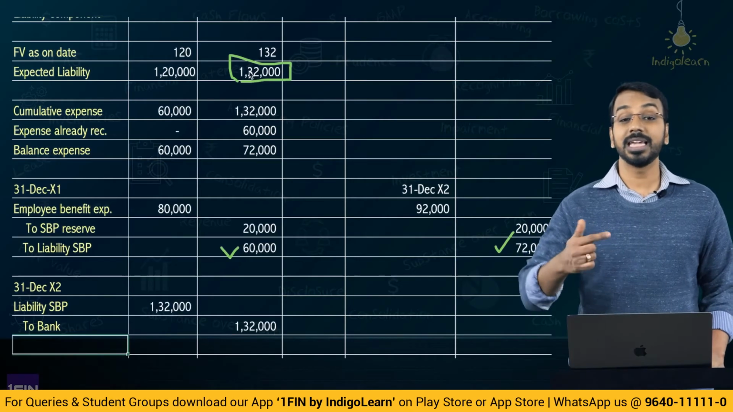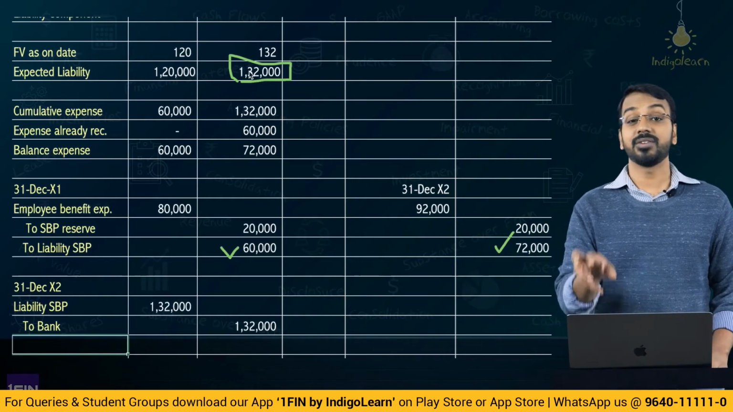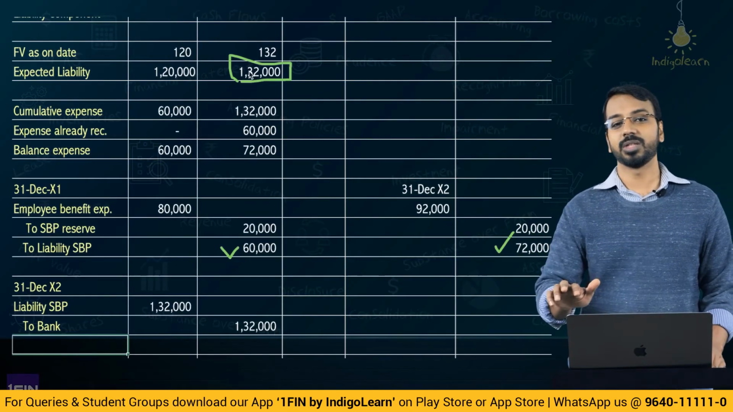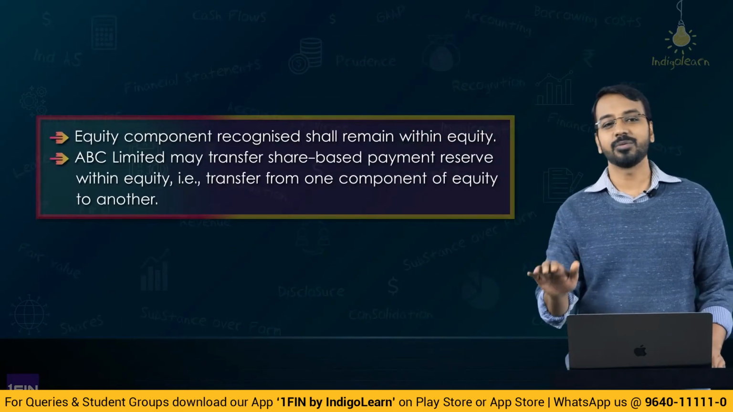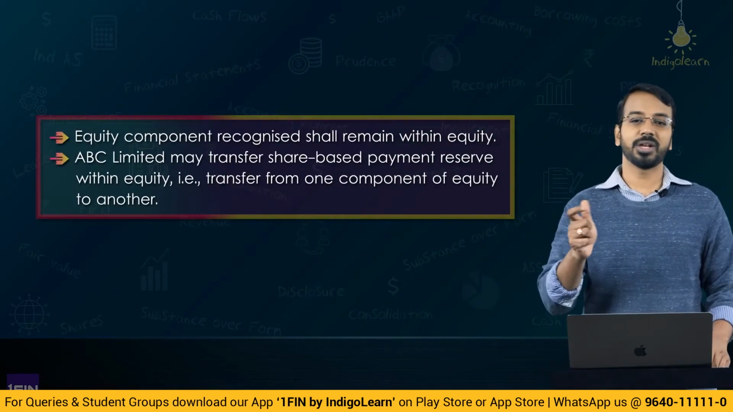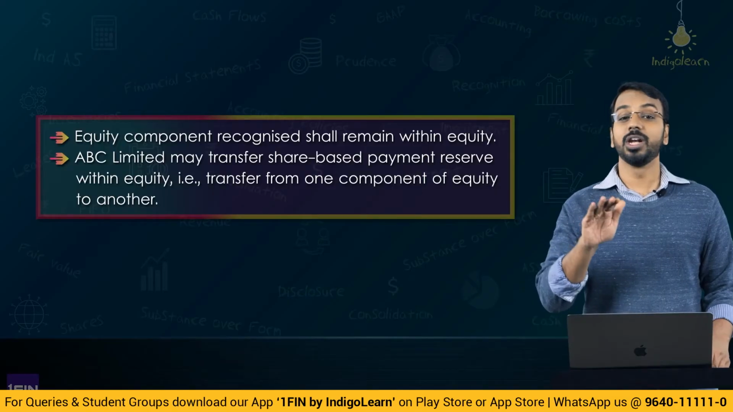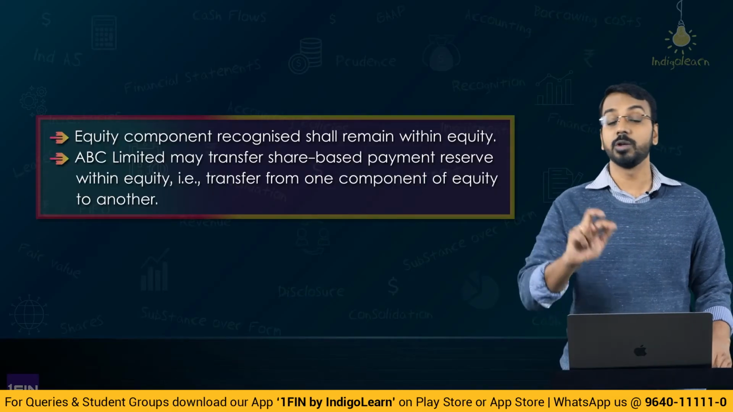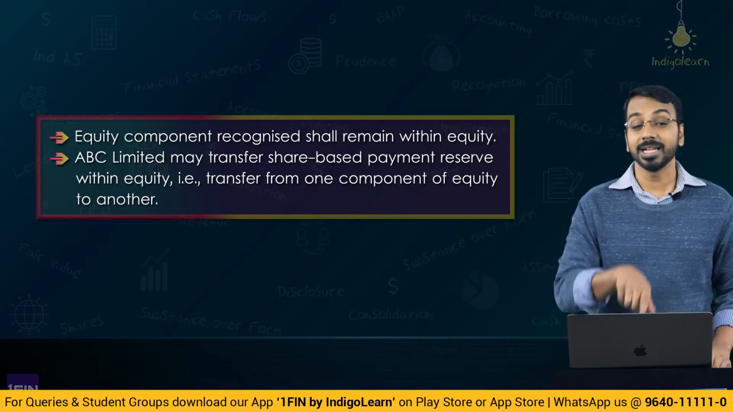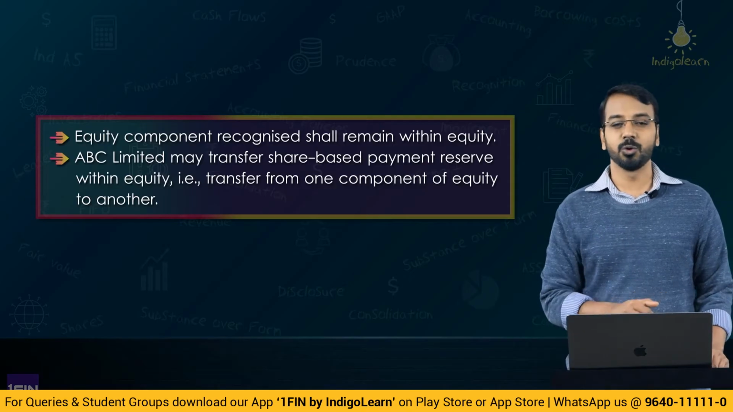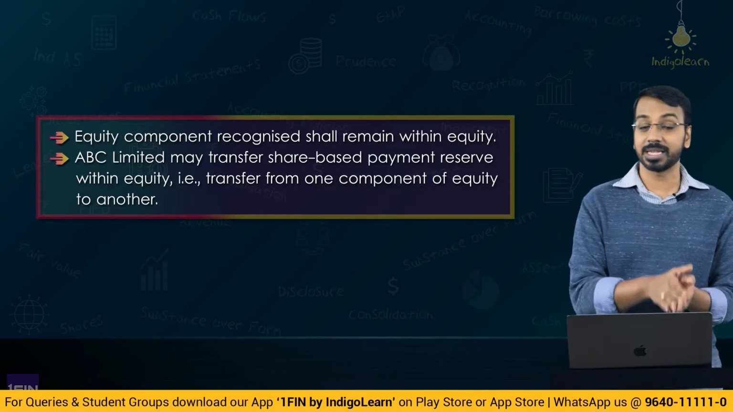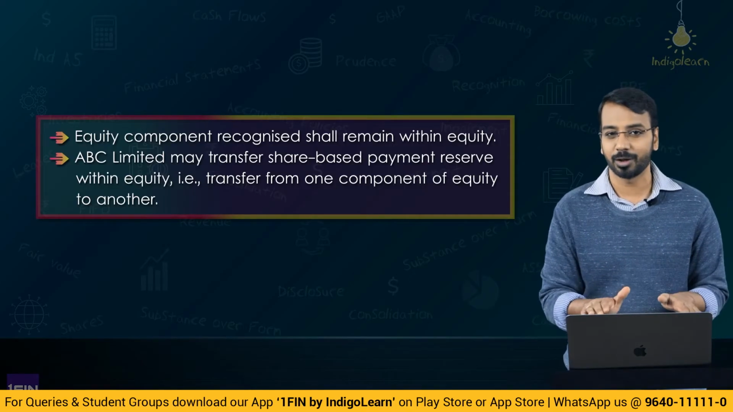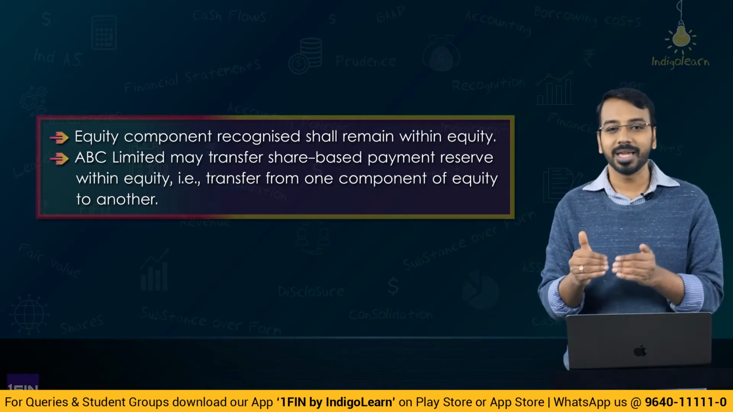Now, will I reverse the equity component of 40,000 which I have recognized as expense? I will not do that. It will remain under equity only. You may move from one component to another component, but you will not move it out of equity or reverse it. It is not that because the equity shares are not being issued, we will reverse the expense and credit it to P&L. That is not allowed. Okay, that will not be done. It will remain in equity.